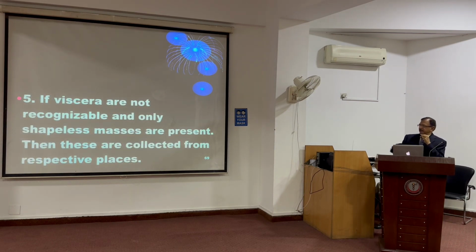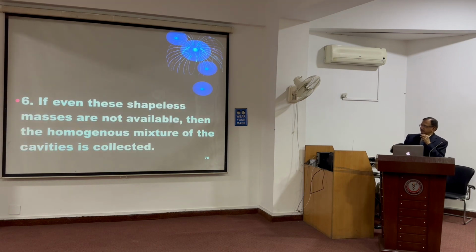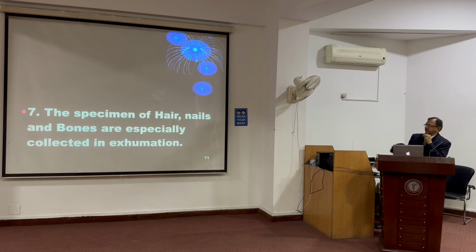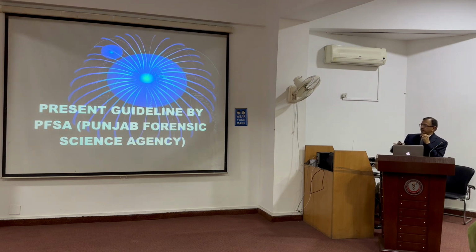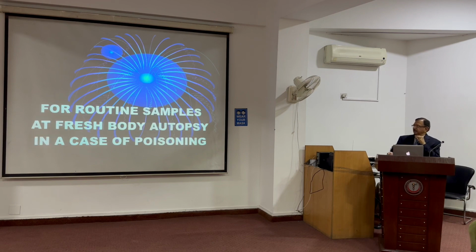The shapeless mass or fluid homogeneous mixture in the cavities is collected. If that is not available, then the hair, nails, and a piece of bone, usually a femur piece, is taken for the examination. Now, presently, the Punjab Forensic Science Agency has issued a new guideline regarding collection of material.